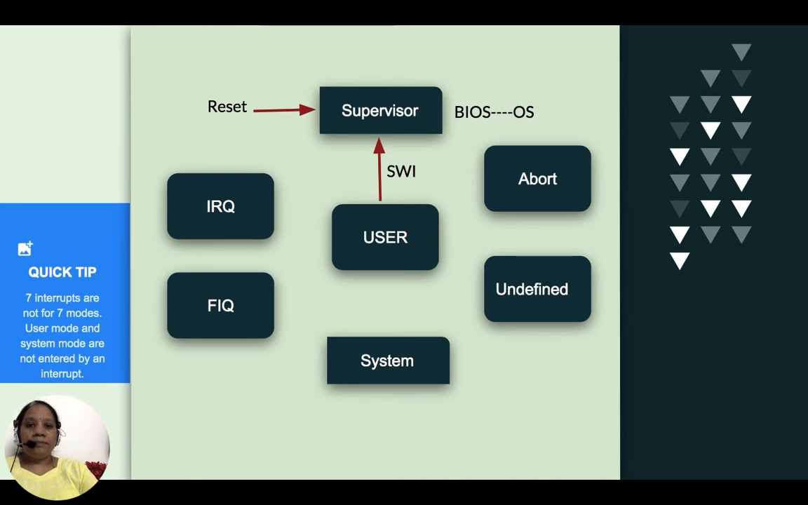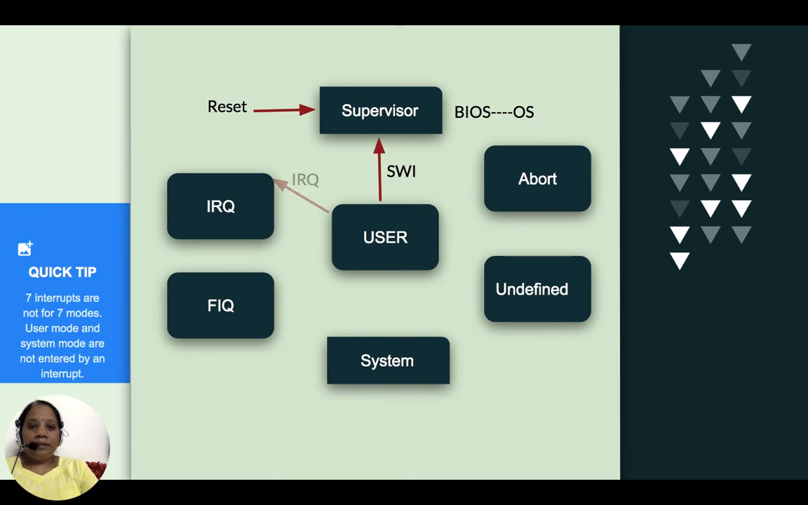Now the difference between the reset interrupt and the software interrupt is that the reset interrupt helps you to go directly into supervisor mode. That is, when you reset a system or start a system, it directly enters into the supervisor mode. Whereas the software interrupt also goes into supervisor mode, but when you are working in user mode and want to shift to supervisor mode, you use the second interrupt, the software interrupt, SWI. So we have seen 2 interrupts.